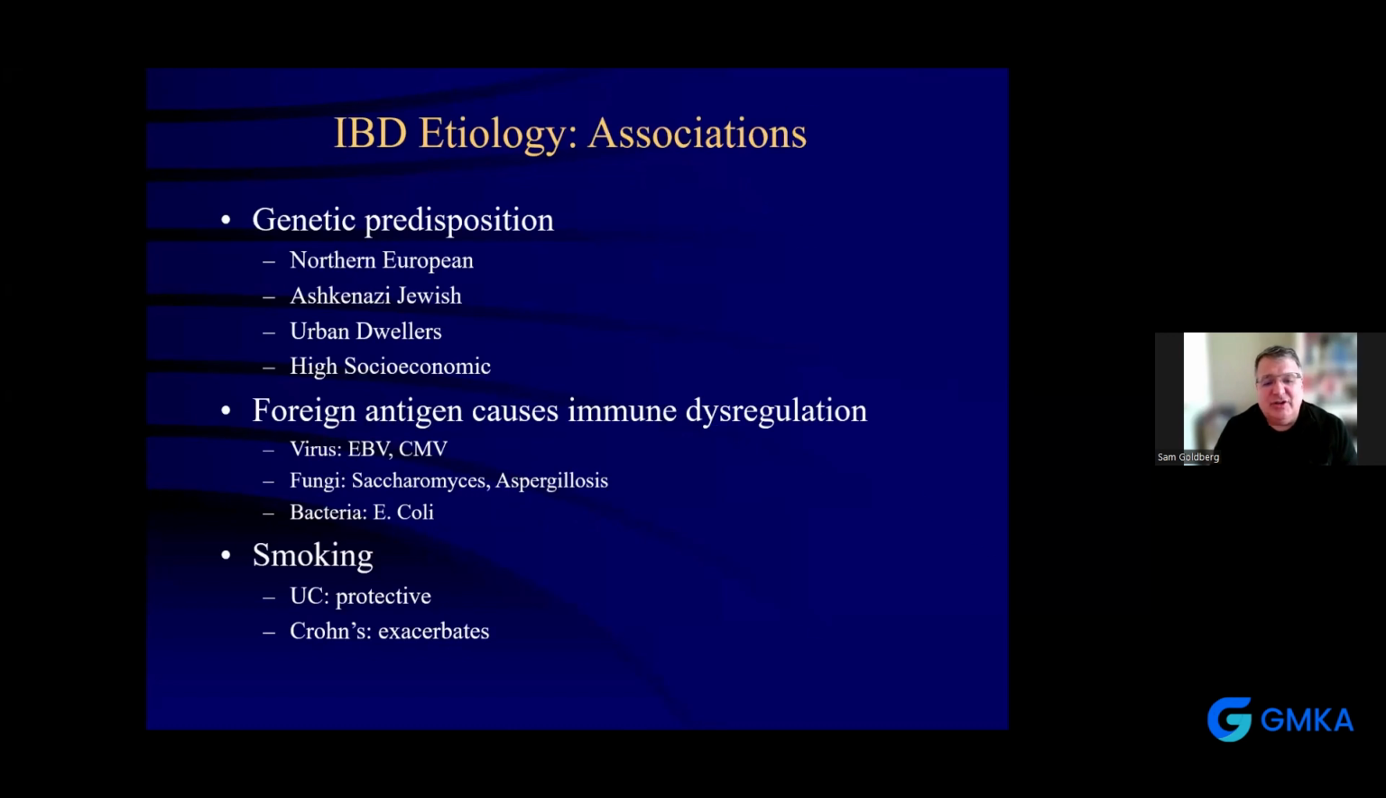So what are the genetic predispositions? Northern European population, Scandinavian countries, people of Jewish descent from Northern Europe, but even the Sephardic Jewish people from the Middle East also have a much higher incidence of Crohn's disease than other ethnic groups. And people who are urban dwellers and of high socioeconomic background.